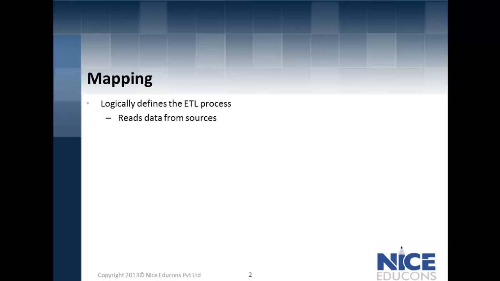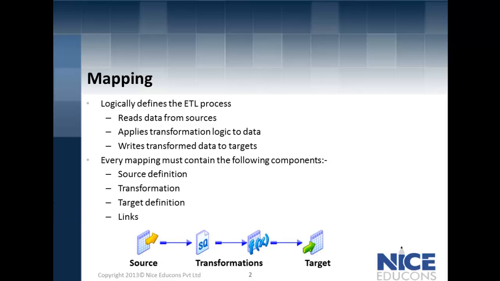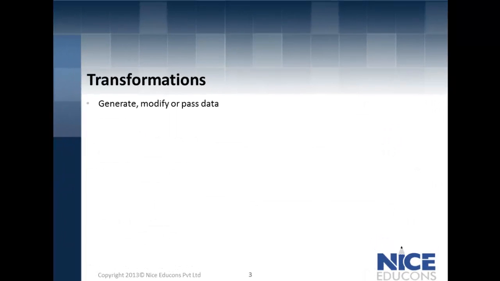Mapping is a set of source and target definitions linked by the transformation objects. Mapping not only represents the data flow between sources and targets, but it also consists of the components like the source definition, transformation, target definition, and links. On the other hand, transformations represent the operations integration service performs on the data, generate, modify, or pass the data.